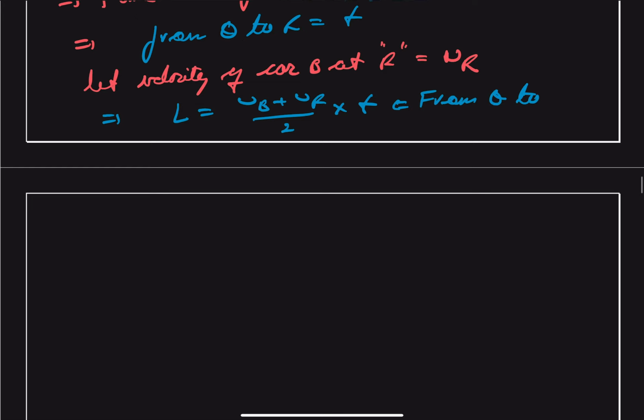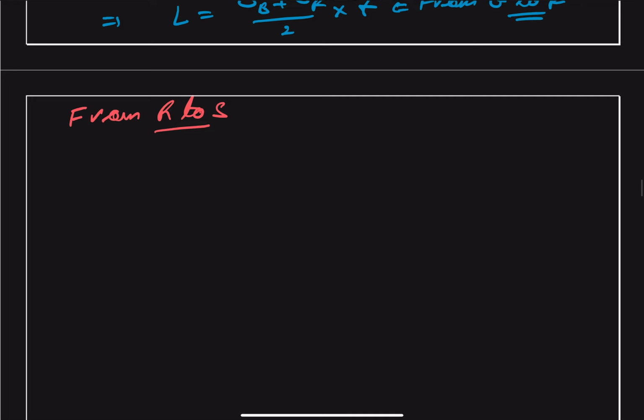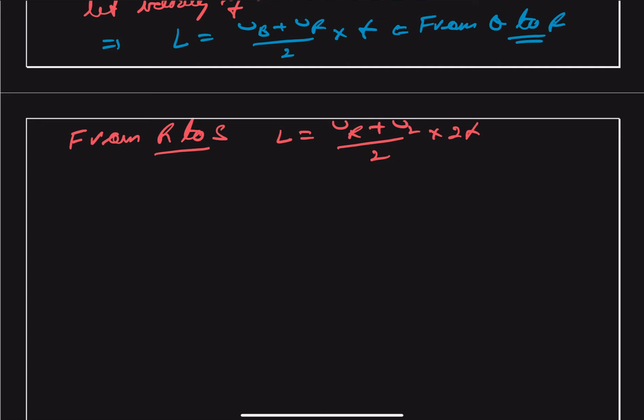Similarly, we can write from R to S. Distance travelled is once again the same, that is L is equal to (velocity at R, taken as VR, and velocity at S for car 2, our V2) divided by 2, and time taken is 2t. And we can just solve these two equations. So from here we can write that this gives us VB.